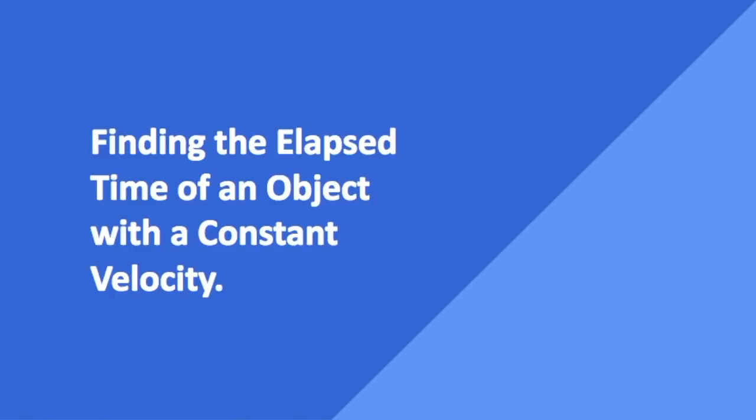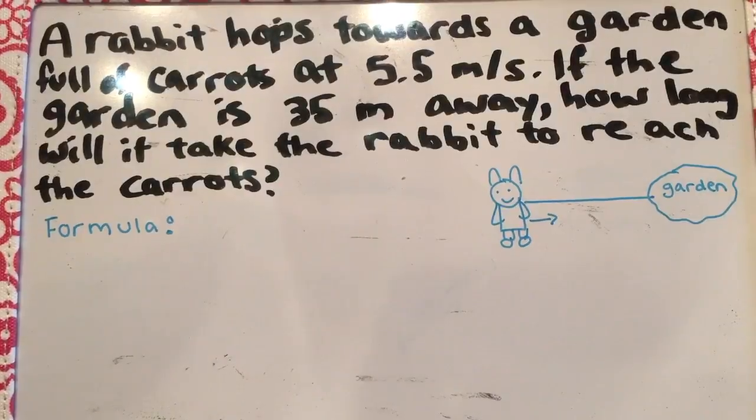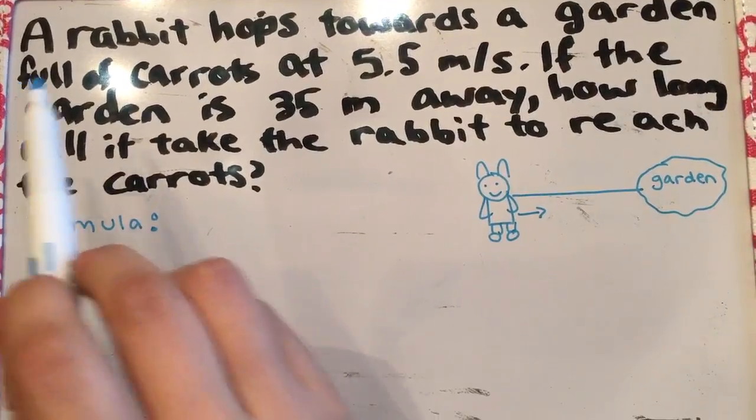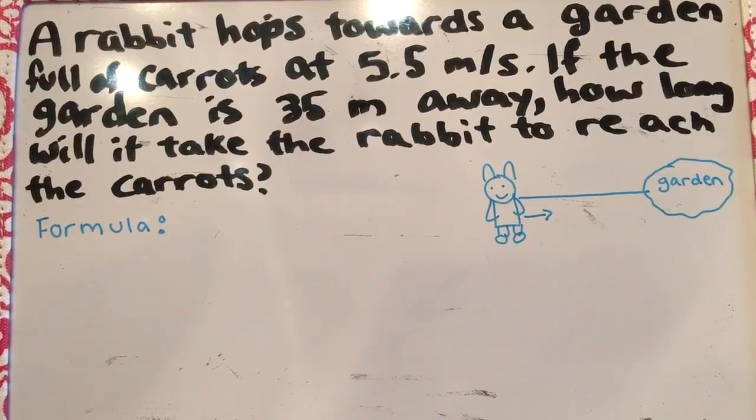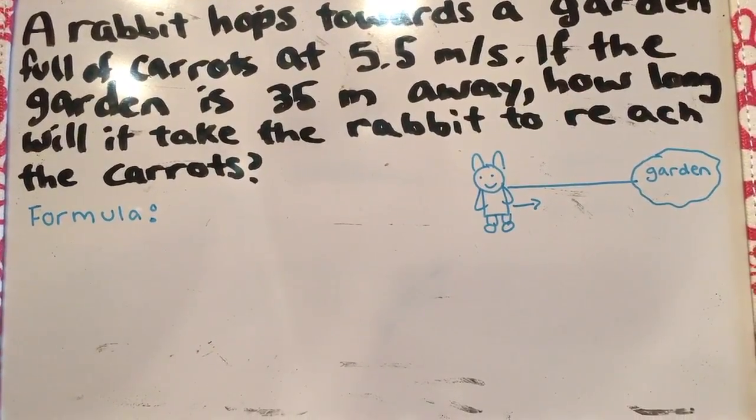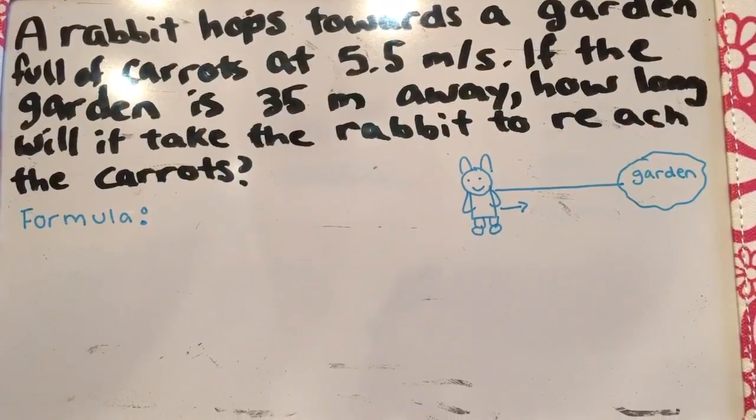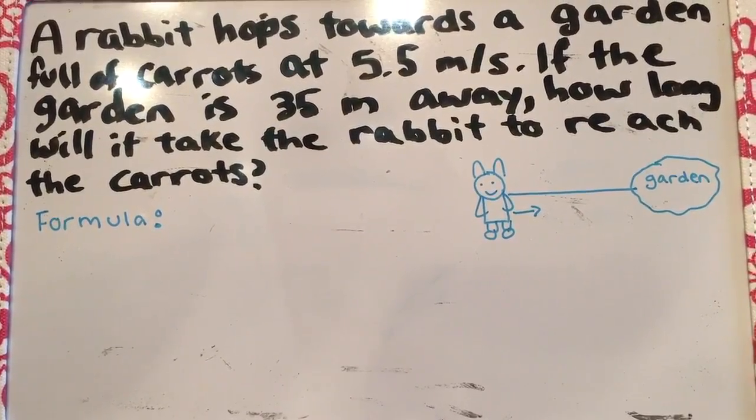In this next clip, Alice is going to explain how to find the elapsed time of an object with a constant velocity. Here's an example question. A rabbit hops towards a garden full of carrots at 5.5 meters per second. If the garden is 35 meters away, how long will it take the rabbit to reach the carrots?